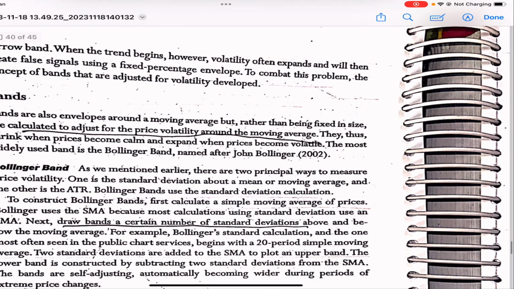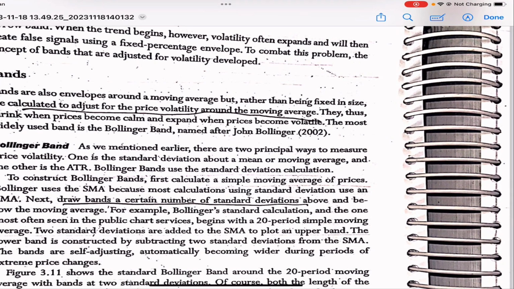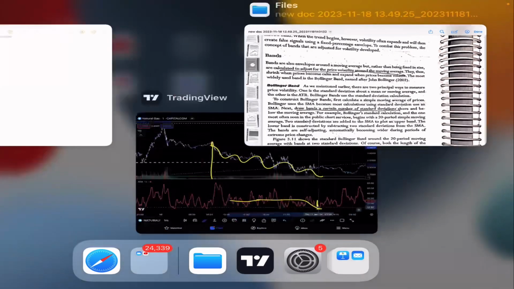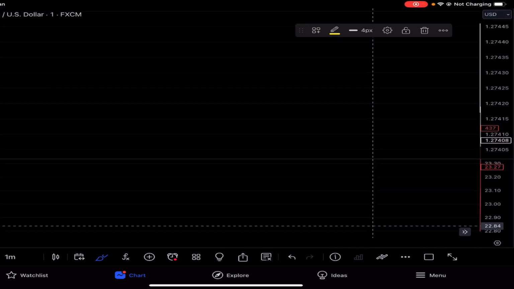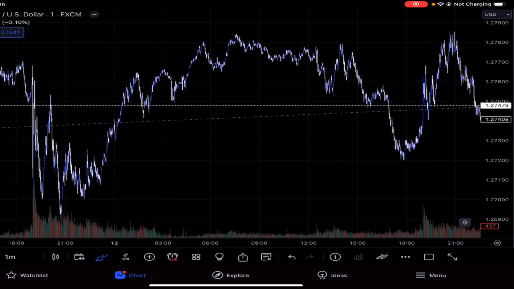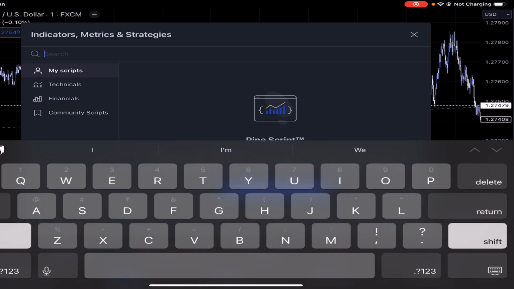Okay, so next what we have is bands. Now what exactly are bands? Bands are basically envelopes only, but this solves the problem of volatility, because they start taking volatility into account. Here they are not fixed in size, but they are calculated to adjust to the price volatility around the moving average. We all know what Bollinger Bands are. I'll just show it to you once on the chart. Let me go to GBP USD. This is one forex pair, which is the GBP and US dollar.